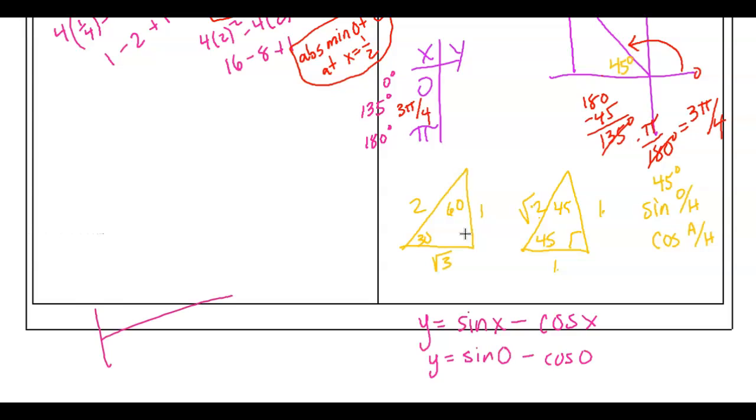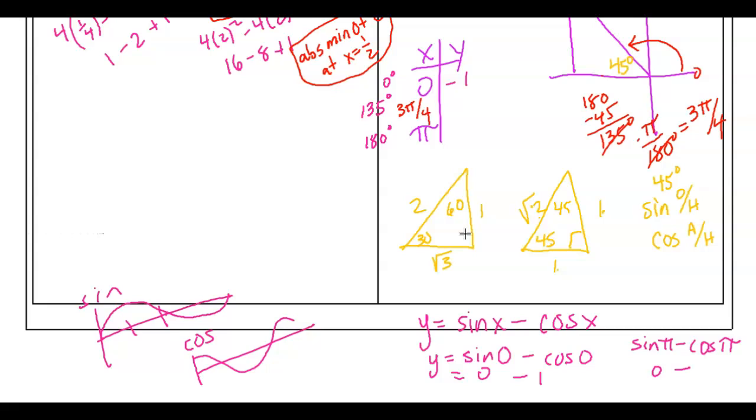So we want to remember our waves. So sine and cosine. So the sine of 0 is 0, and cosine of 0 is 1. So 0 minus 1 is negative 1. I'm going to jump to pi. So the sine of pi minus the cosine of pi. So sine of pi is also 0. The cosine of pi is negative 1. So 0 minus negative 1 is positive 1.